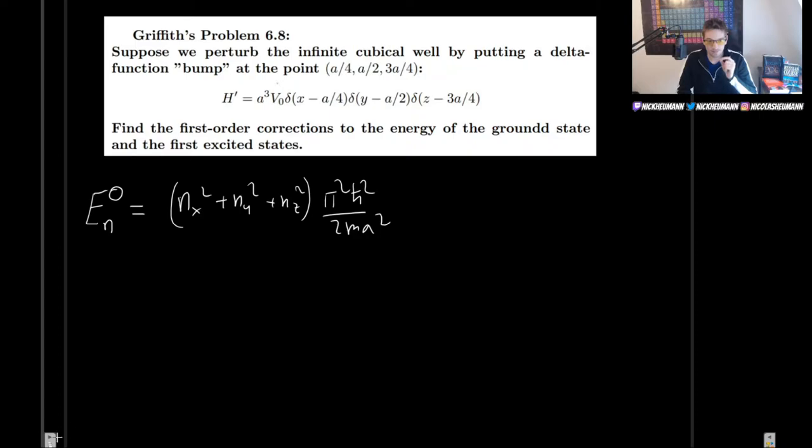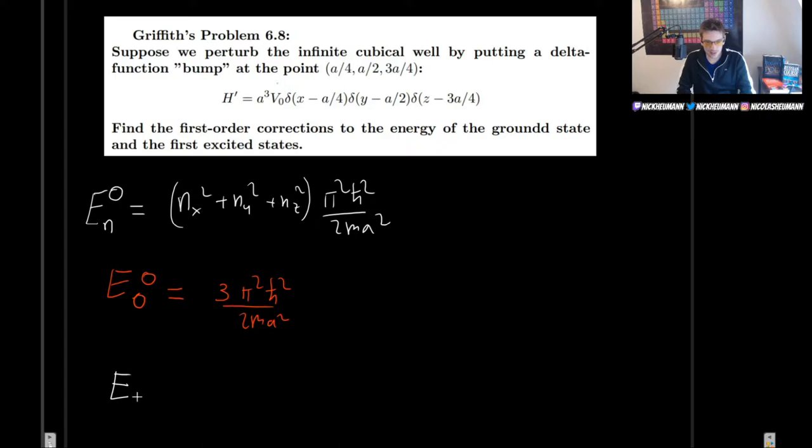So this means that the ground state, E_111, is going to be, well, each one of these n's is going to be 1, so we will have 3 pi squared h bar squared over 2ma squared. Okay, we actually discussed this in the previous video, so that's why I'm going a bit faster here with a reminder. So the important takeaway here is that the ground state is non-degenerate. Okay, so this means we can use the mechanism of non-degenerate perturbation theory to find the first order corrections to the energy.